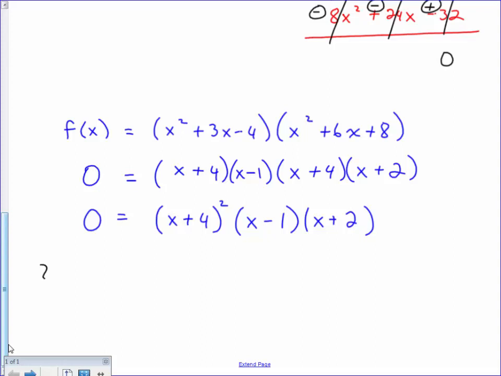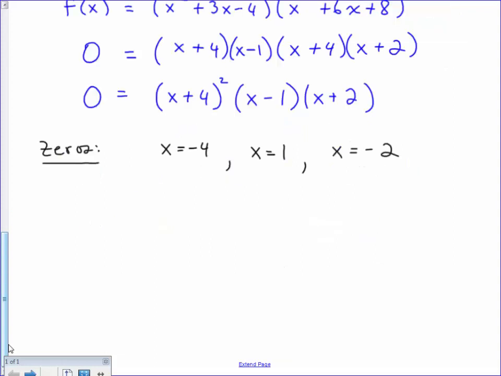Okay, if I'm now being asked to identify the zeros, if x plus 4 is a factor, then x equals negative 4 is a 0. That's the first one we were actually given. If x minus 1 is a factor, then x equals 1 is a 0. I was given that one. If x plus 2 is a factor, then x equals negative 2 is a 0. That one I hadn't been given.